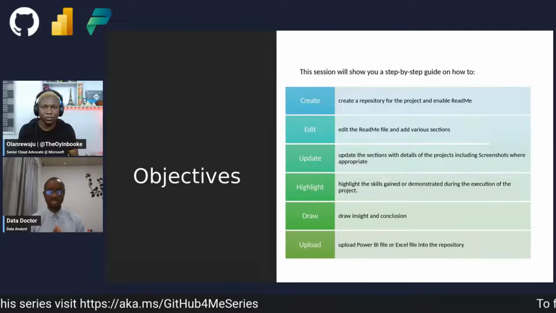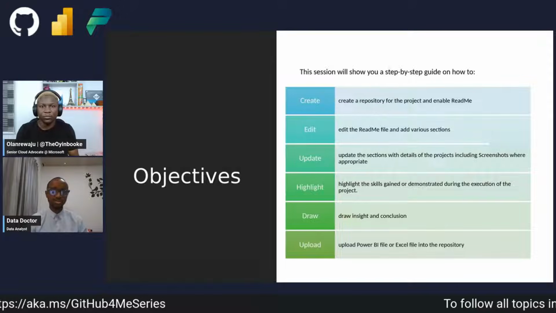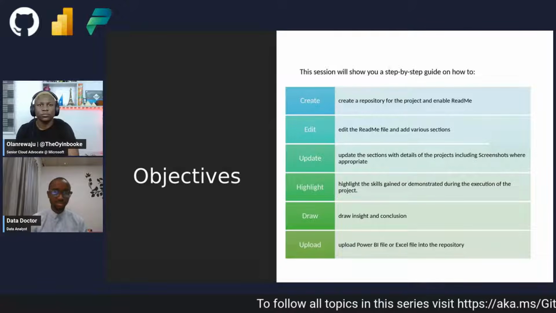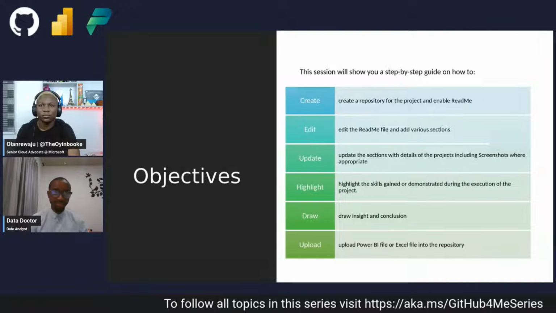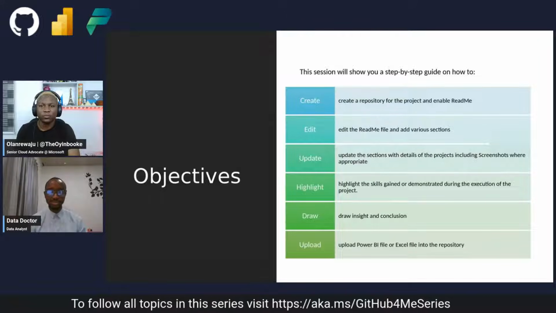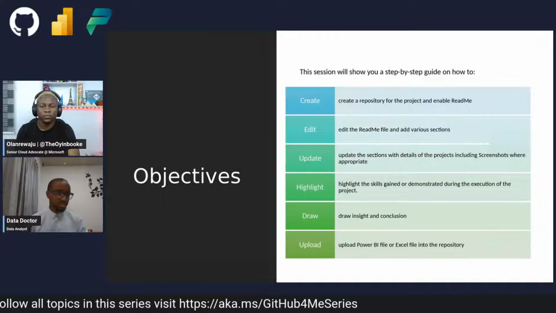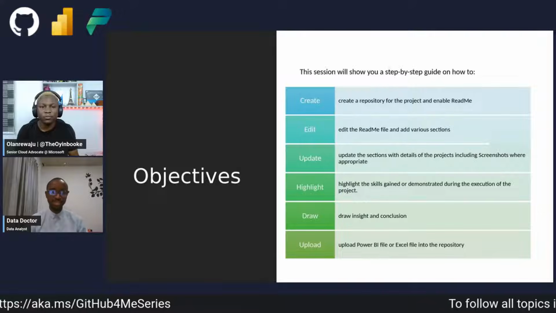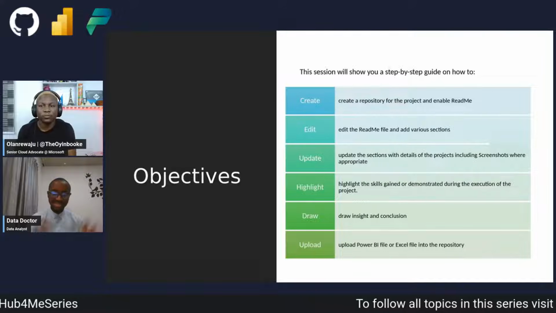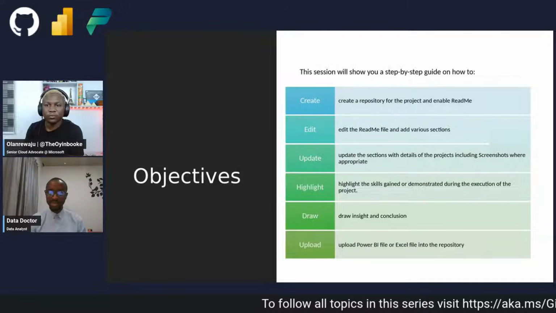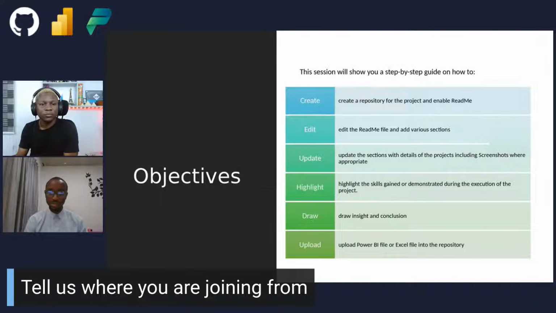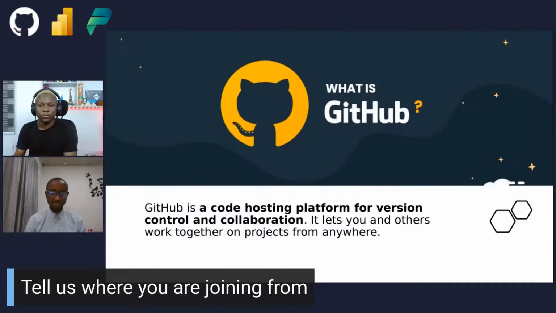The objective of this session will be explaining step by step to you how to create a repository, how to edit your README file, how to update the sections. You're going to take some screenshots of your project, images, and put all that in the README file, and how to highlight your skills demonstrated, how to draw insights, and how to upload your file on the repository.